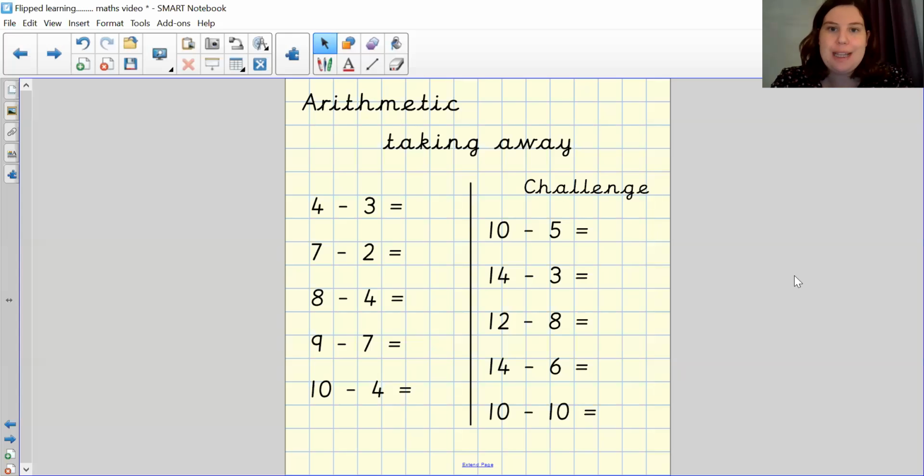So let's begin with our arithmetic for today. We are going to continue with taking away, okay? So I want you to use the method of crossing out, which you learned in the previous video, to solve some of these questions, okay? There are some challenge questions. If you really want to challenge yourselves, you can try and answer these. Stop the video now while you answer them and then upload a picture onto Tapestry for us to see.